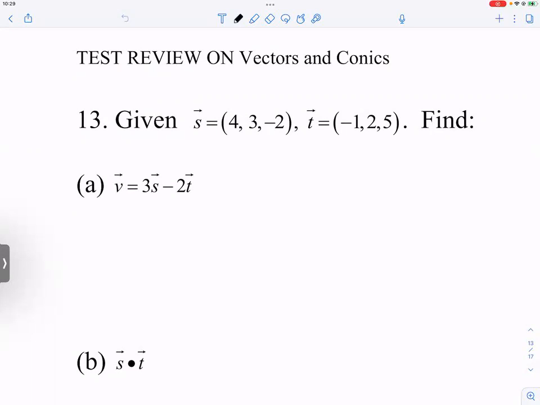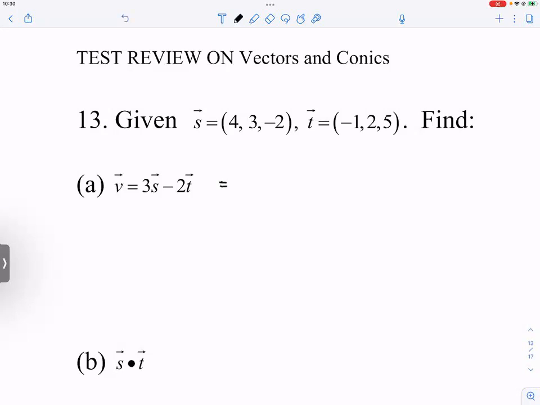So what we have here is a three-dimensional vector. X direction for the first number, Y direction for the second number, and Z direction for the third number. But the way we do it is exactly the same. We just basically stretch it a little bit more. Okay, for example, for part A, it says, please go ahead, find out the vector V, and vector V is composed of 3s minus 2t.